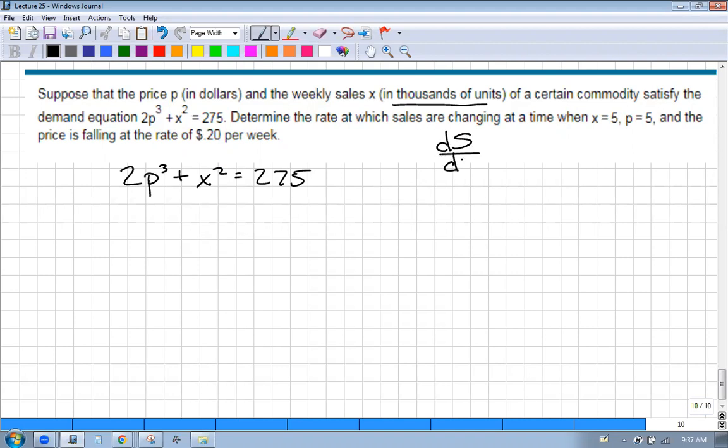S, sales. All right, I'll have to figure out what S is in it. Sales are changing at a time when x equals 5 and p equals 5, and the price is falling. So the change in price with respect to time is falling, I don't want to forget my minus sign, at $0.2 per week. So we're talking about weeks, dollars, and x in thousands of units.